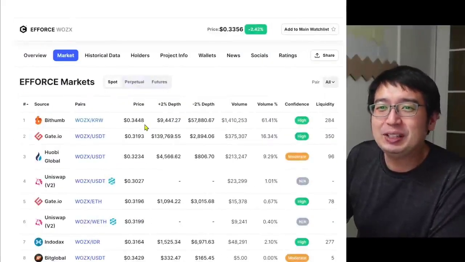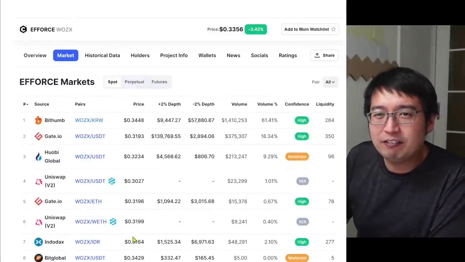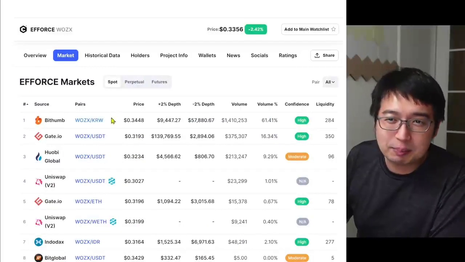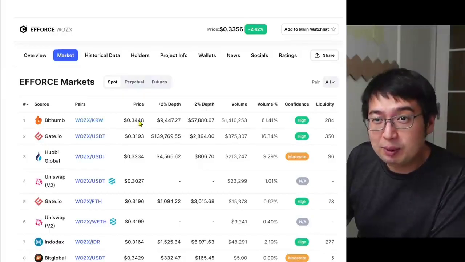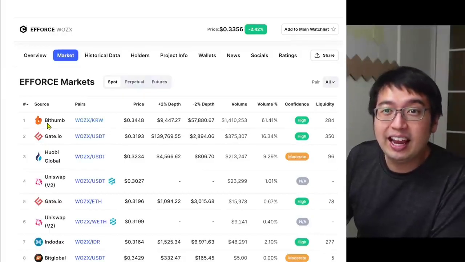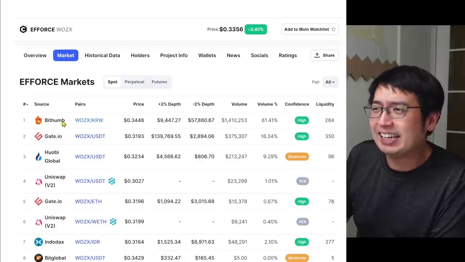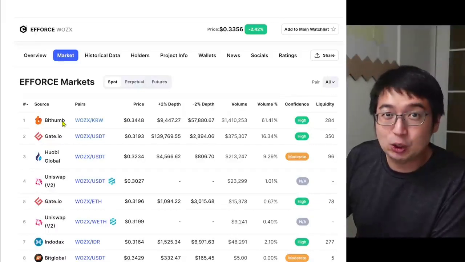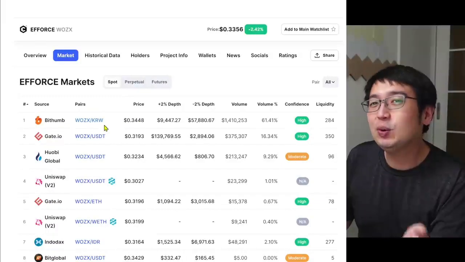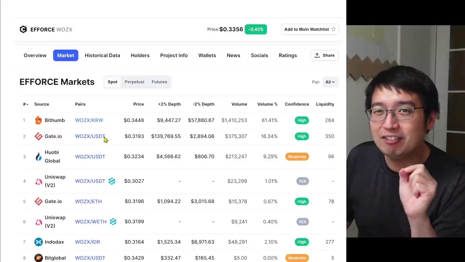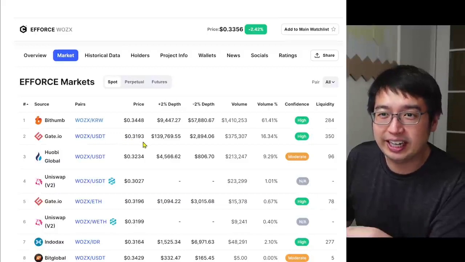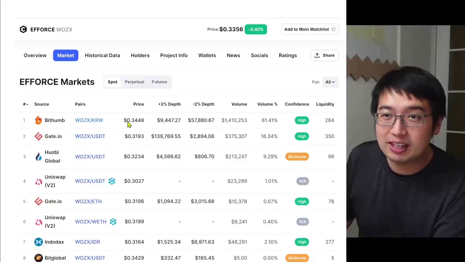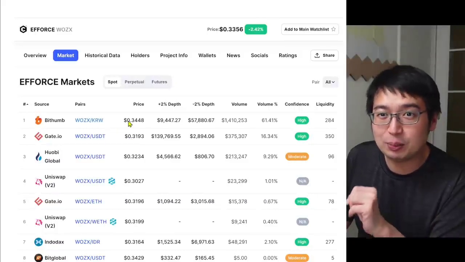So you can see the price is pretty different between exchanges and between trading pairs as well. KRW trades at a premium, that's Korean won, and that's on BitHub. And that is an exchange limited to Korean residents. If you are a South Korean resident, you have the opportunity to arbitrage here, where you would be buying coins on Gate.io, sending them over to BitHub, and selling them for a higher price.